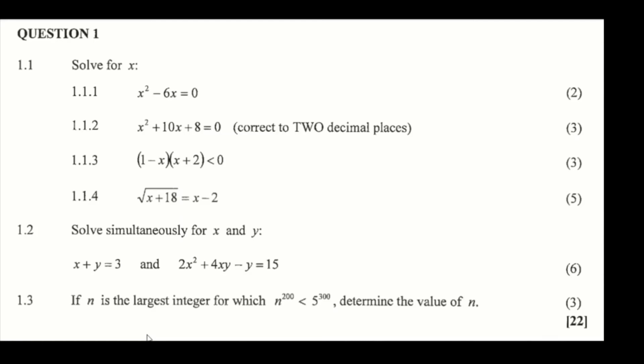We're going to do question 1, and in 1.1 we are asked to solve for x. So we're going to solve for x for 1.1.1. We have x squared minus 6x being equal to 0.